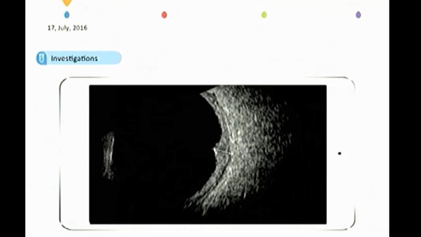There are mild vitreous opacities, and it was highly reflective on A scan, and it also showed a positive Doppler blood flow.